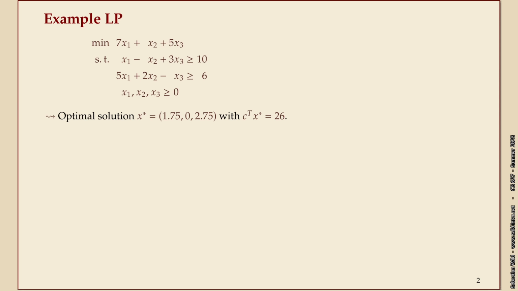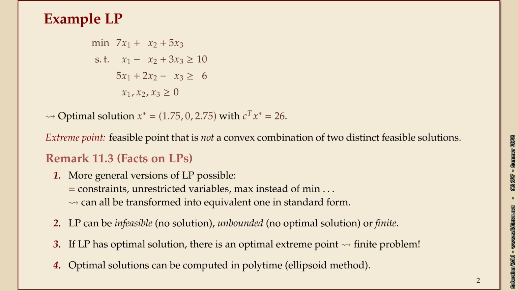That was LPs. Here's an example. Some arbitrary example that doesn't have a specific meaning, just to make it concrete, and you can work out that it has a certain optimal value at this point and optimal objective value 26. We also talked at length back then about the geometric view, polyhedra, and extreme points. You can show that an optimal solution is always an extreme point where some of these constraints are met with equality.